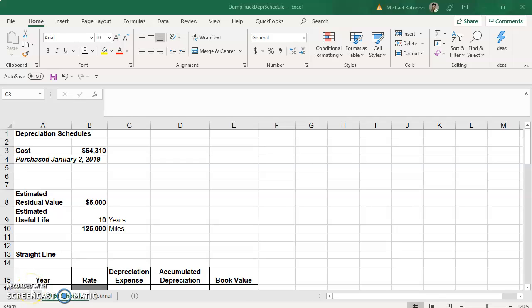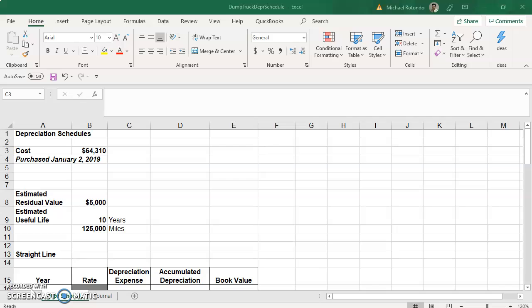So today we're going to look at the different depreciation schedules and the four major methods of calculating depreciation for book depreciation. Tax depreciation can be a little bit different, although some of the same methods can be used.